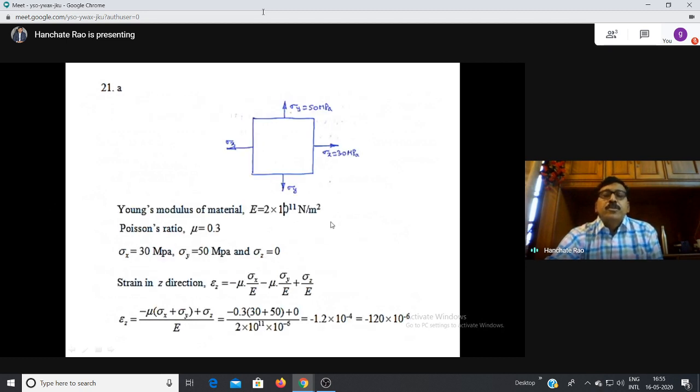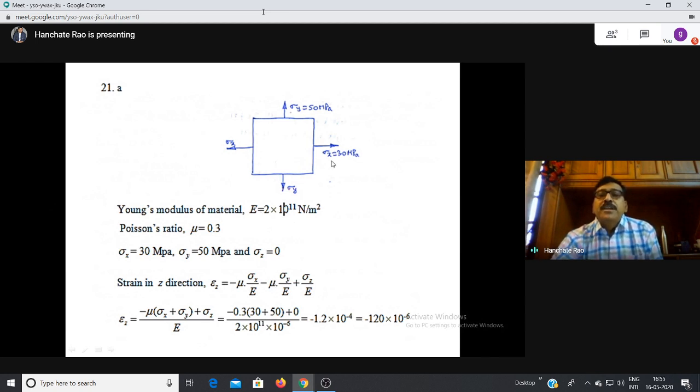Strain in z direction, epsilon z, is equal to sigma z by E minus mu times sigma x by E minus mu times sigma y by E, where mu is equal to 1 by m, which is Poisson's ratio. But sigma z has been given as 0.